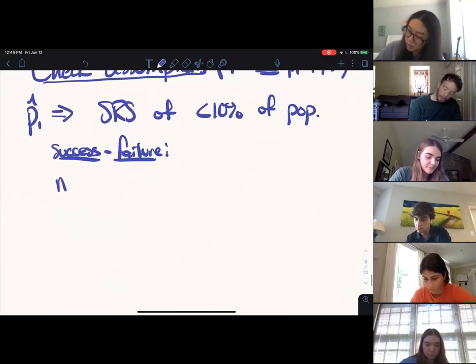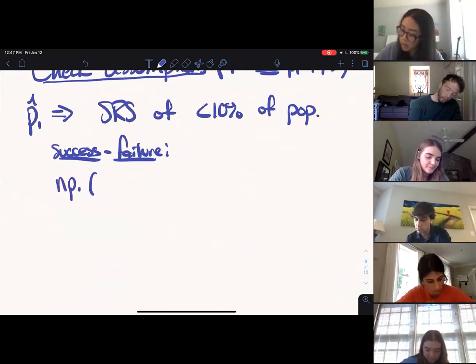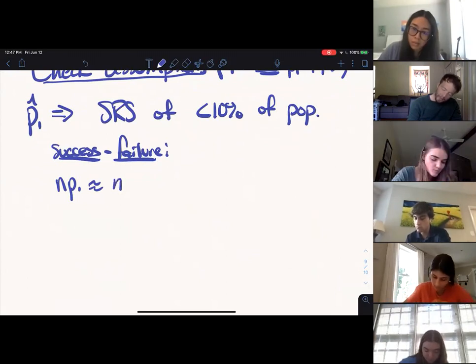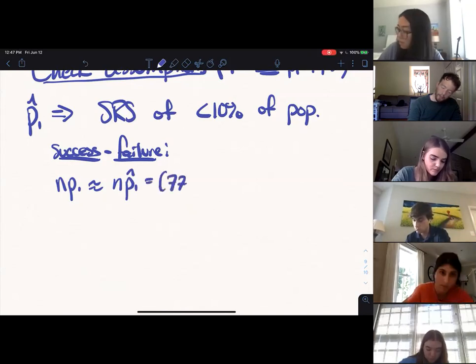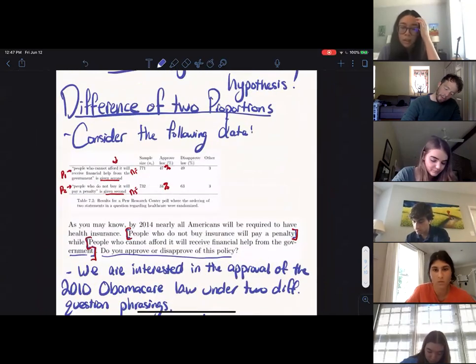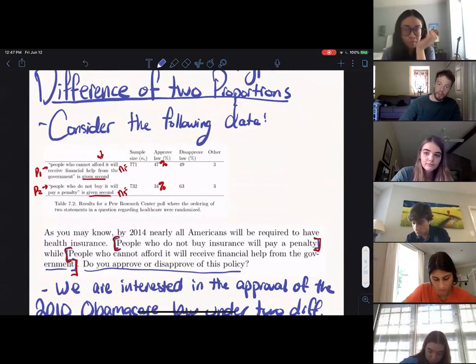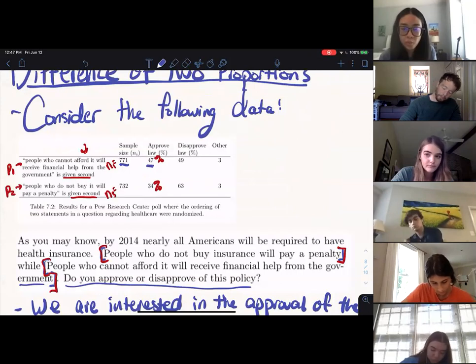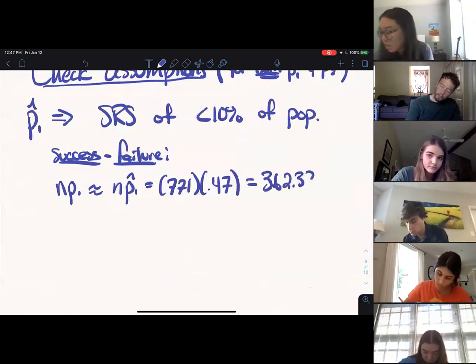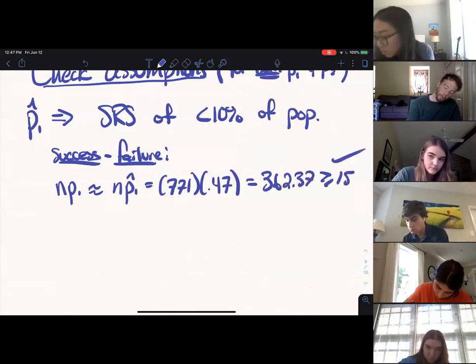Which is n times P1, which we don't know what P1 is, right? If we did, we wouldn't be doing this. So we will estimate it with n P1 hat, which is equal to 771 times 0.47. I'm not pulling these numbers out of nowhere. If you recall, this was N1, 771, and 0.47 was the first sample's proportion. So times 0.47, which is 362.37, which is indeed greater than or equal to 15. That one works.